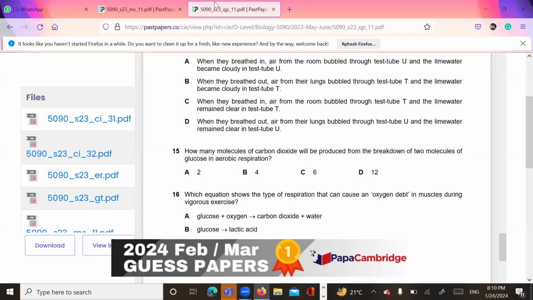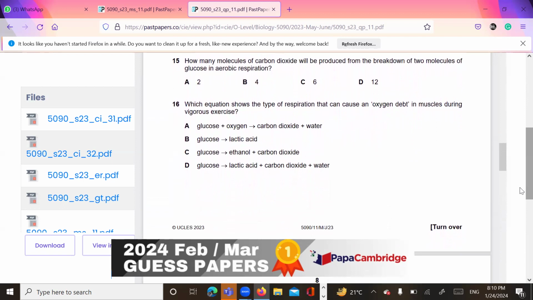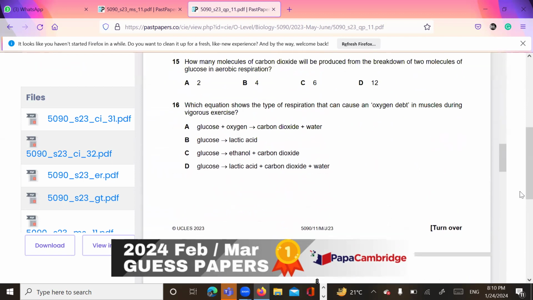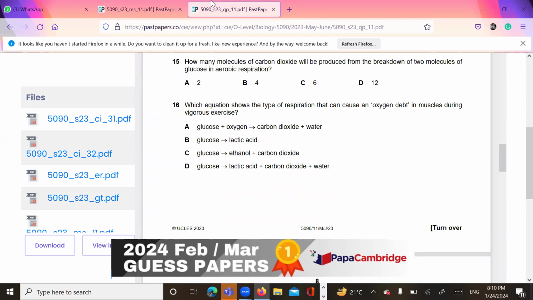Correct. 16, okay. Which equation shows the type of respiration that can cause an oxygen debt in muscles during vigorous exercise? Glucose plus oxygen equals carbon dioxide plus water. It's B or D? B. 16B, as it's an anaerobic respiration equation and does not produce CO2 and water.